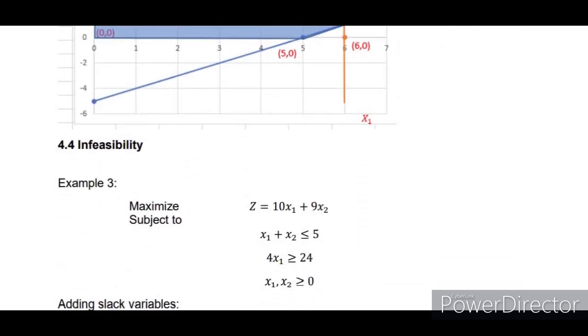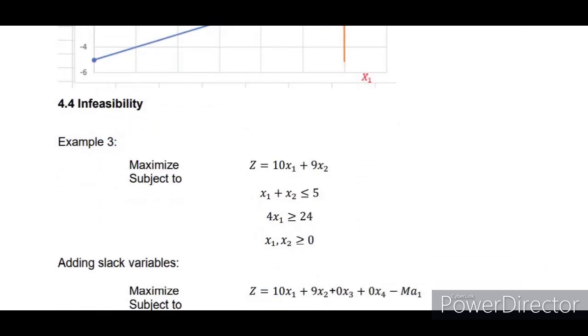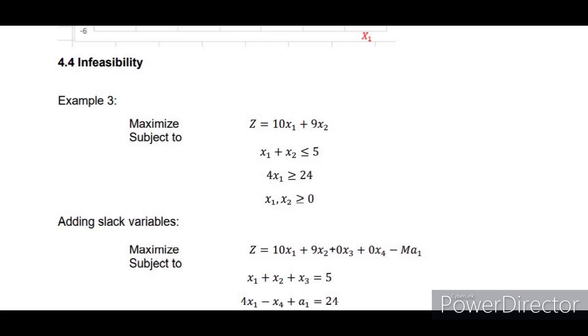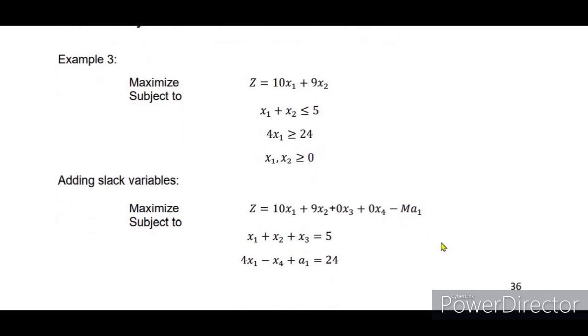Next, 4.4 infeasibility. So example number 3. Maximize z equals 10 x sub 1 plus 9 x sub 2, subject to these constraints. X sub 1 plus x sub 2 less than or equal to 5. Then x sub 1 greater than or equal to 24. With the non-negativity constraint again, x sub 1 and x sub 2 greater than or equal to 0.